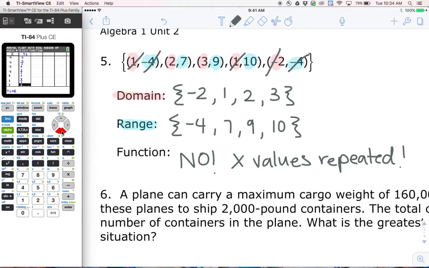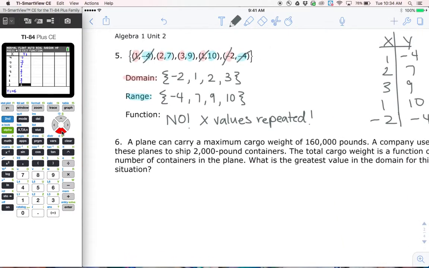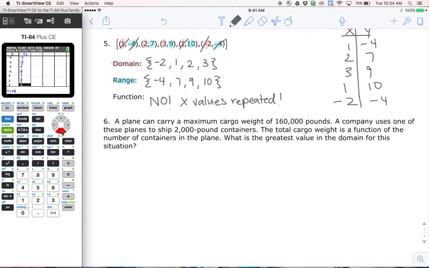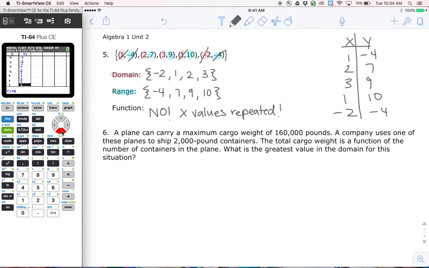Okay. Finally, we have our word problem here. Now, this problem is not a hard problem mathematically, but the phrasing here is fairly difficult. A plane can carry a maximum cargo weight of 160,000 pounds. A company uses one of these planes to ship 2,000-pound containers. The total cargo weight is a function of the number of containers in the plane. We're going to focus on that sentence here in a second. What is the greatest value in the domain for this situation?